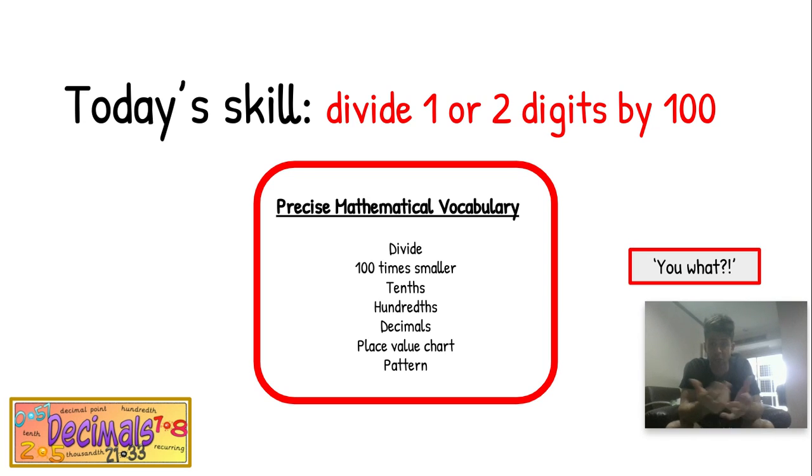A place value chart, we're going to be using this to move counters and numbers 2 places to the right as they get 100 times smaller.